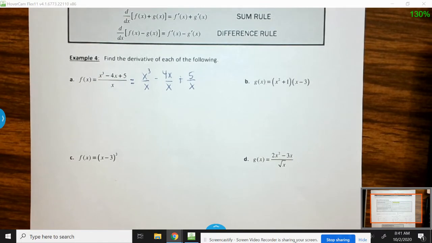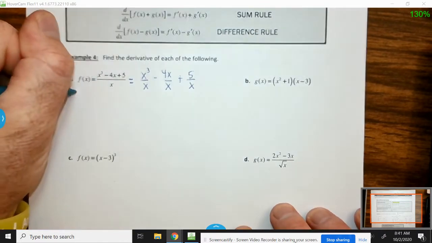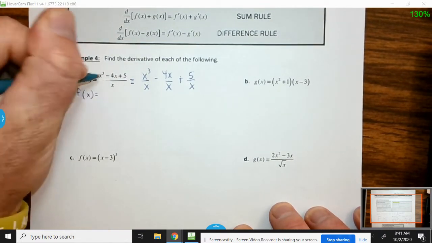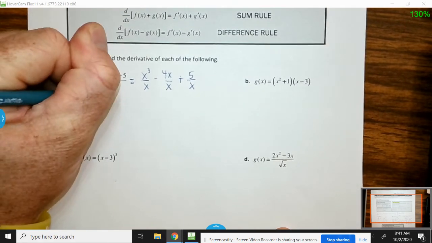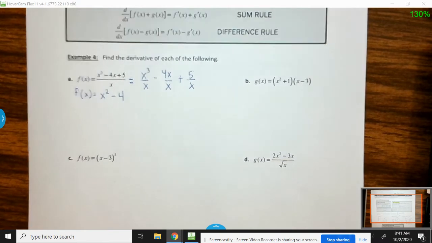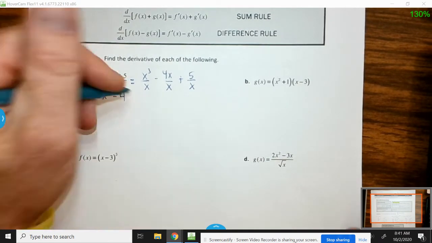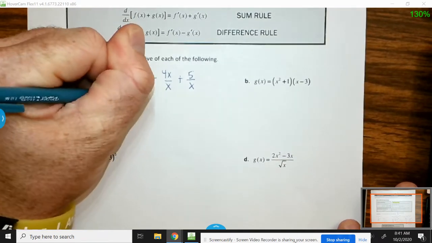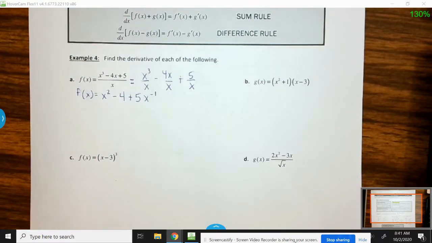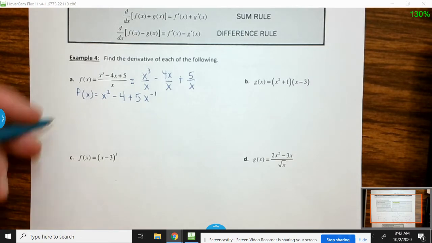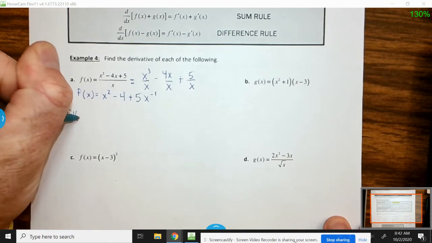Using powers, right? In other words, another way of saying this is that it's x squared minus 4, right? And that 5 over x can even be written as 5 times x to the negative first, right? So just knowing that we can rewrite is going to be a lot easier for us. All right, so what is the derivative then?